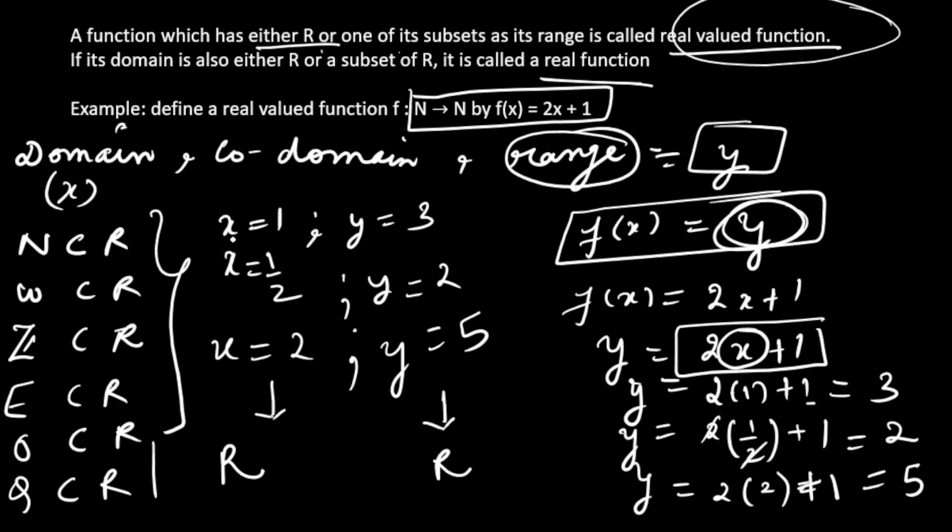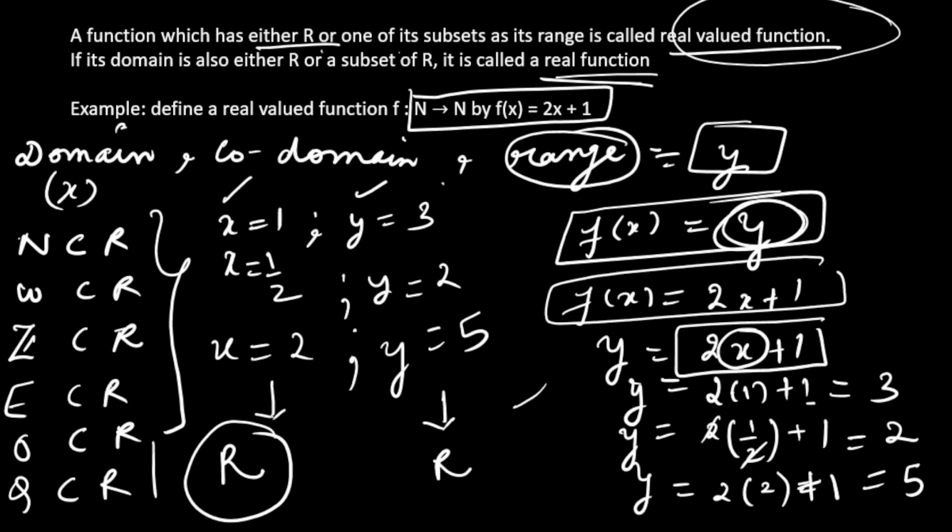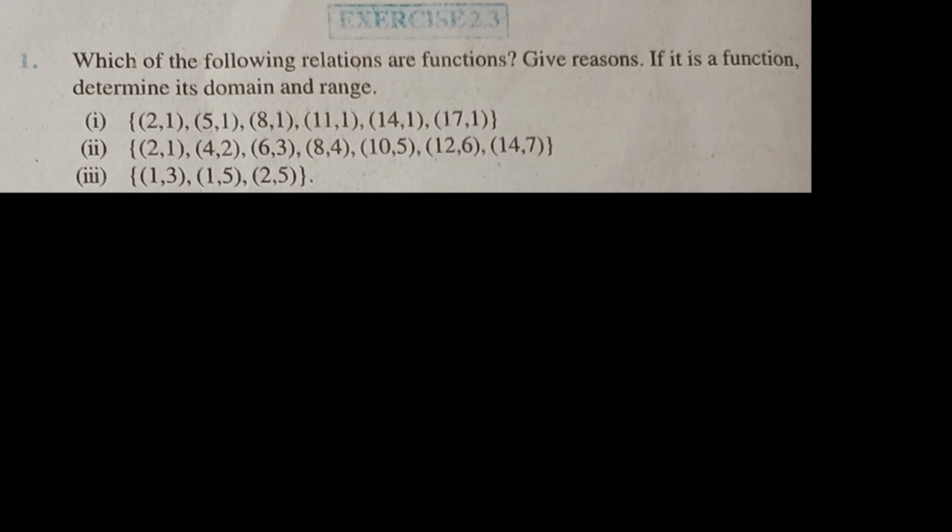X means domain. In a very easy way you can remember, x means domain, y means range. If domain is real numbers or any of its subsets I have discussed here, then the function is real function. If its range, means y, is a real number or any of its subsets, that means it is a real valued function. So in an easy way you can remember here. So this example f(x) is equal to 2x plus 1 is an example of real function and real valued function also. Now let's move towards the exercise. I'm going to start now exercise 2.3.